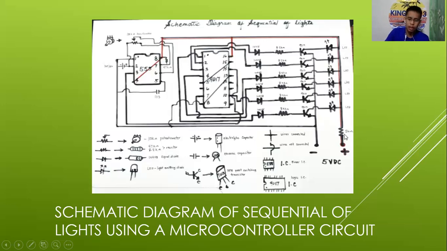But pwede rin natin i-remove ito. We can eliminate this 56 ohms. But if you have 56 ohms, please put. Okay, so that will protect your entire circuit in times of short circuit. Okay, so I hope you understand well the connection or how to interpret this technical drawing.